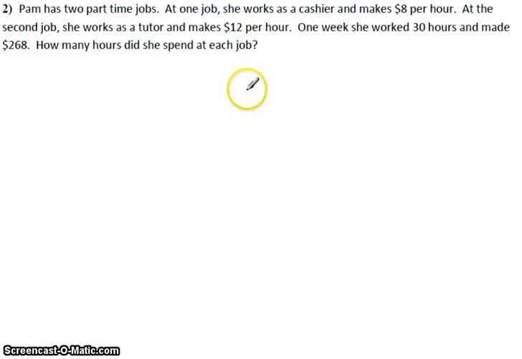And again, I'm always looking at this last sentence, the question, to help me with my setup. So it says, how many hours did she spend at each job? Well, she's got the cashier job and she's got the tutor job. So this is going to be a pretty easy setup. I'm going to let C represent the number of hours as a cashier.